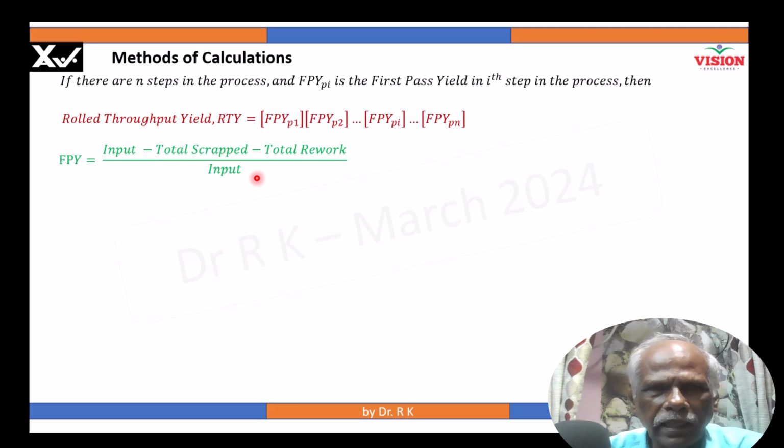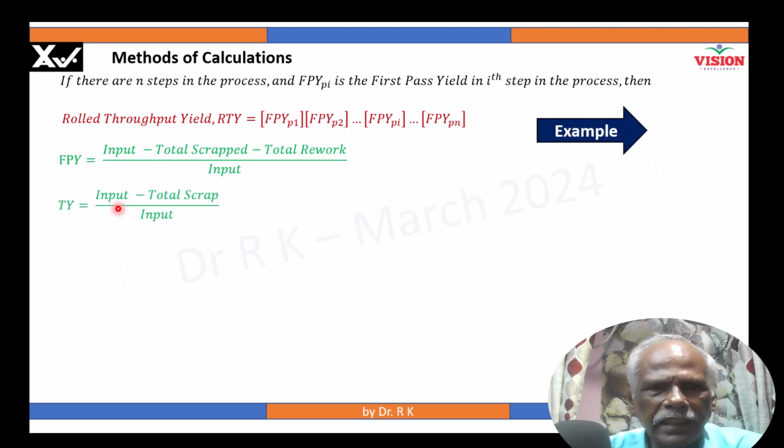But we don't consider the first pass yield for the entire system. When there are more than one step, we consider rolled throughput yield. So traditional yield is input minus total scrap divided by input. Traditional yield also we don't consider, because that amounts to cheating.